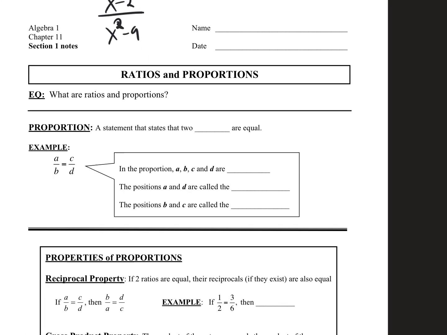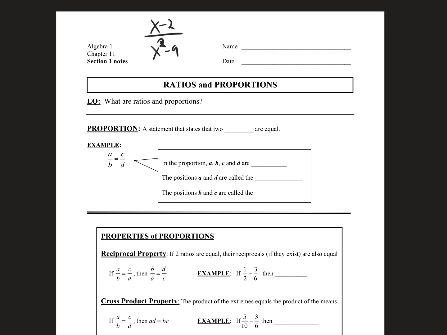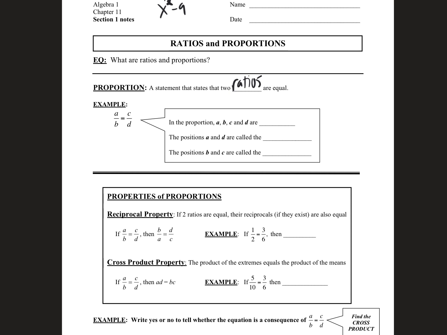All right, so no warm up today. Today we're talking about ratios and proportions. What are ratios and proportions is the essential question. A proportion is a statement that two ratios are equal. If we have A over B equals C over D, in the proportion A, B, C, and D are expressions in this case, not just numbers. They can be numbers. Numbers can be expressions. They're called constants, but they can also be expressions, okay? A and D in this position are called the extremes, and B and C are called the means.